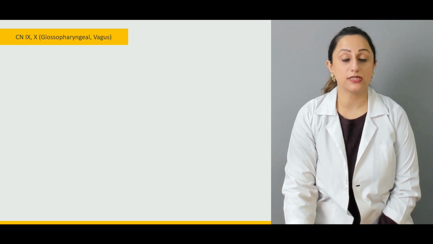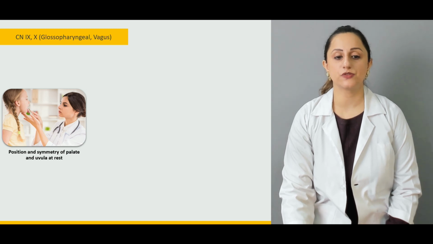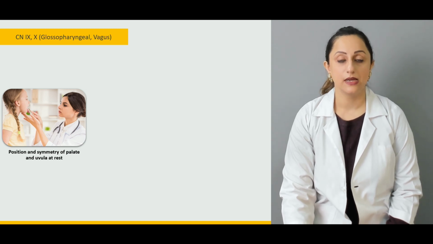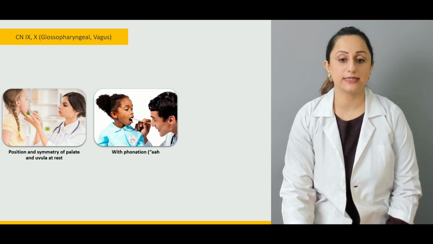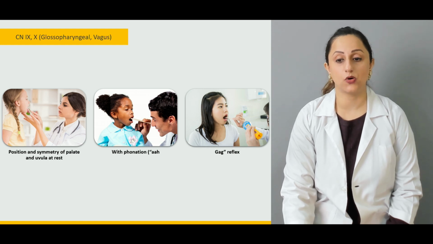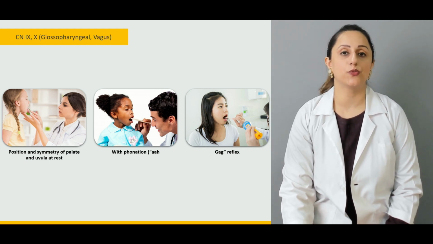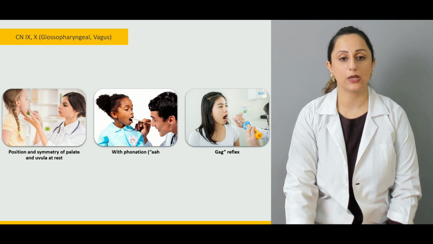Then we're going to start checking for the pathologies of the 9th and the 10th cranial nerve, that is the glossopharyngeal and the vagus nerve primarily. We're going to ask the patient to position and look for the symmetry of the palate as well as the uvula at rest, and it can be done only after you ask the patient to protrude the tongue. So you also ask the patient to phonate the word ah, and a gag reflex is also checked over here, and all of these are going to point towards pathologies of the glossopharyngeal as well as the vagus nerve.